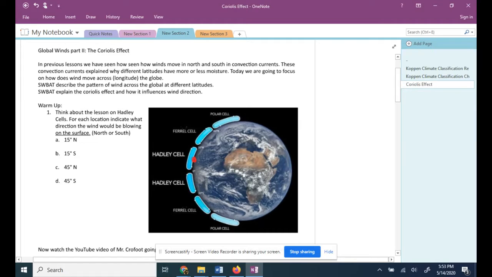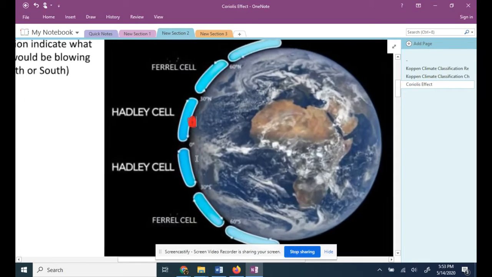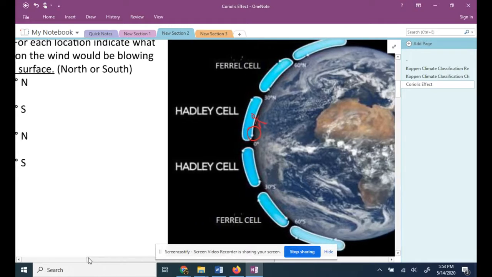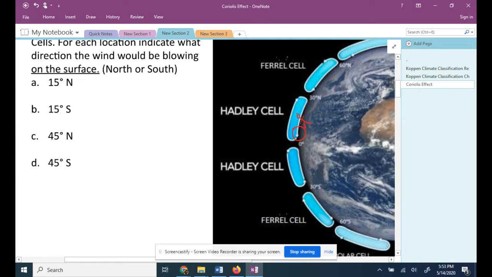If you can't see it, we're zoomed out a bit. Let's see if we can zoom in a little. All right, we can see that the wind would be blowing south right there. You can see this little arrow. If you were standing on the surface right there, the wind would be blowing to the south. That's because 15 degrees, halfway between 0 and 30, means you're right in there, going south.